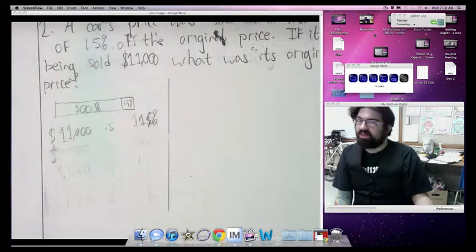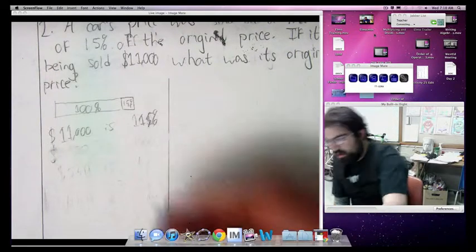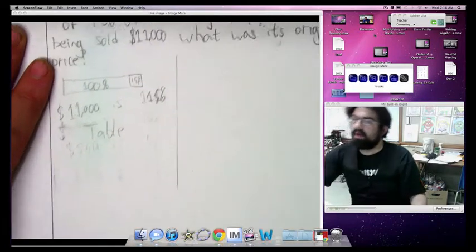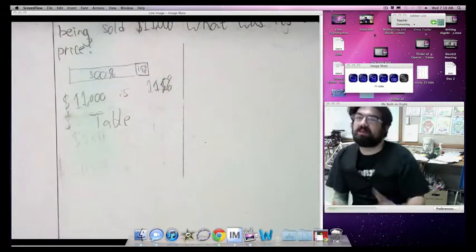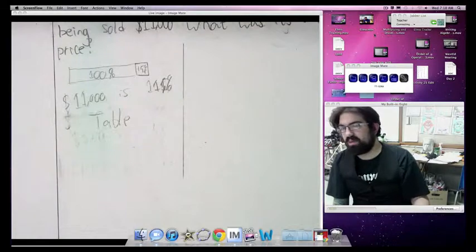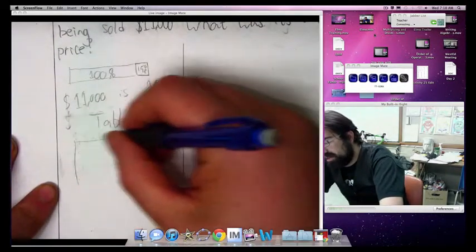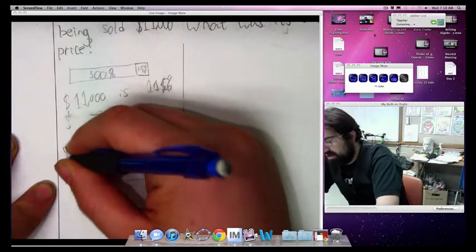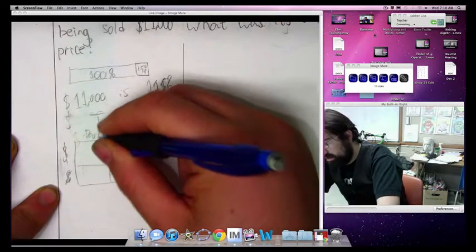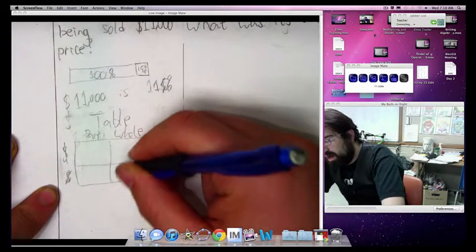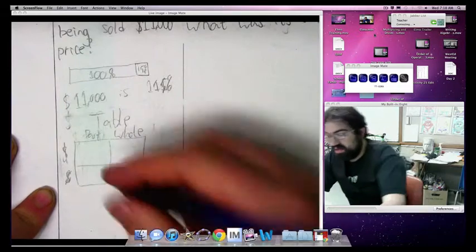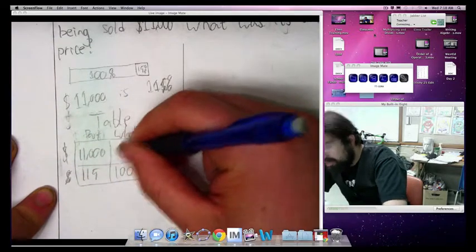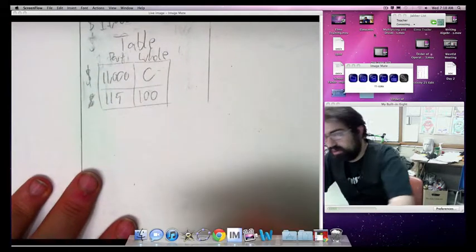Okay, so where do we go from here? For me, I'm thinking the table method would be the best. You can't take 15% away from this because that's technically not going to work. That's not going to equal the same thing. So I'm going to use my table method. Let's see, price, part and whole. I'm looking for 100%. That's what I want. What I got was 115%. So I'm looking for that cost.